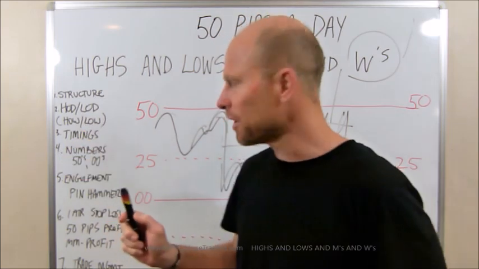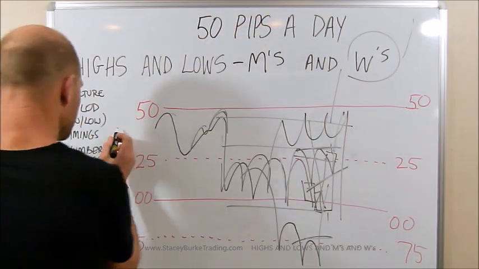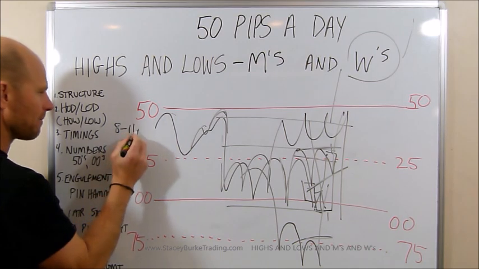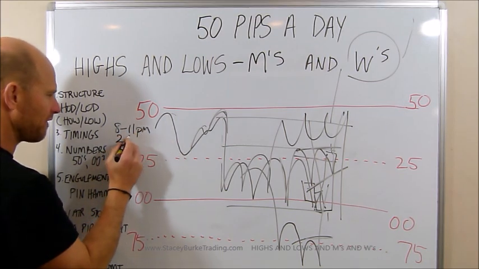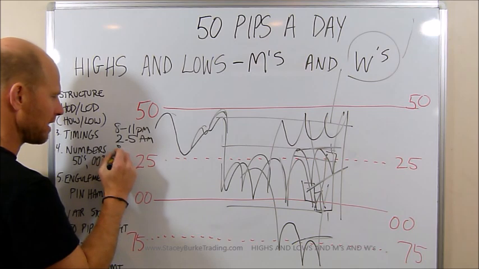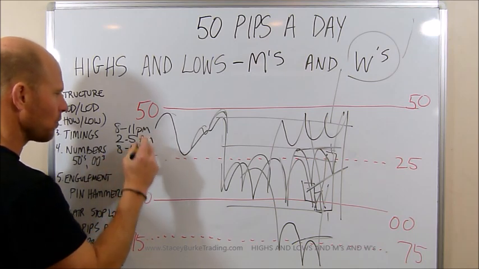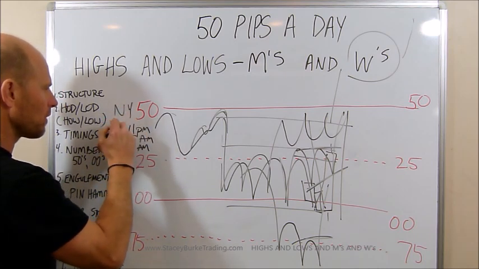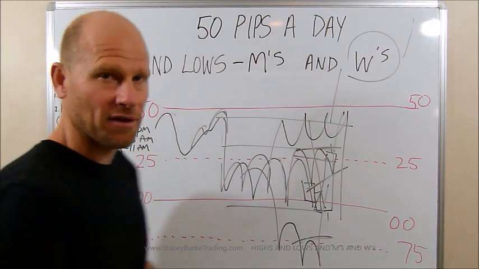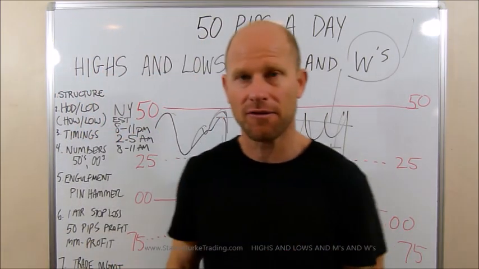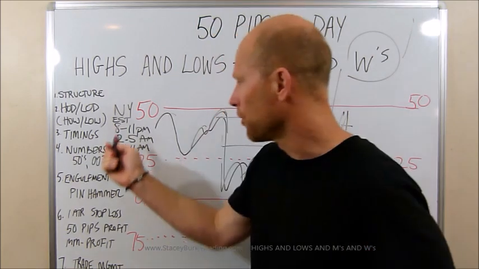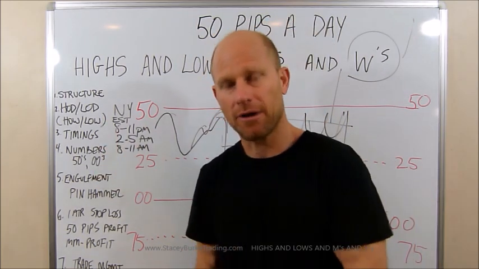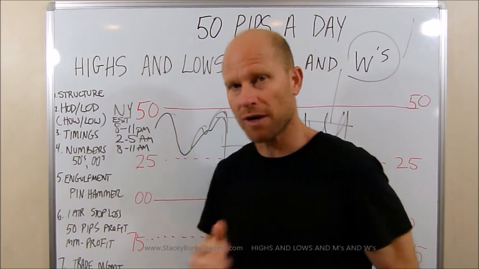So timings are critical. Again, we talk about 8 to 11 p.m., 2 to 5 a.m., and 8 to 11 a.m. New York, Eastern Standard Time. I know people have asked me about their broker times and everything else. I don't know. Google New York, set that on your phone or your watch, whatever that may be.